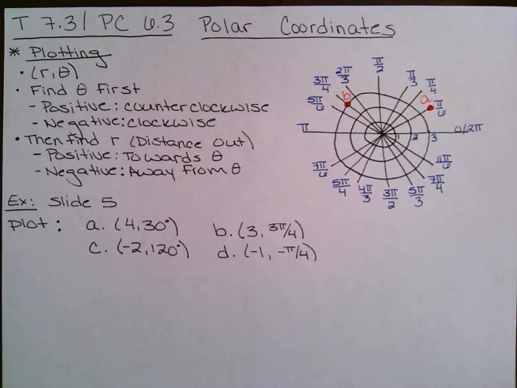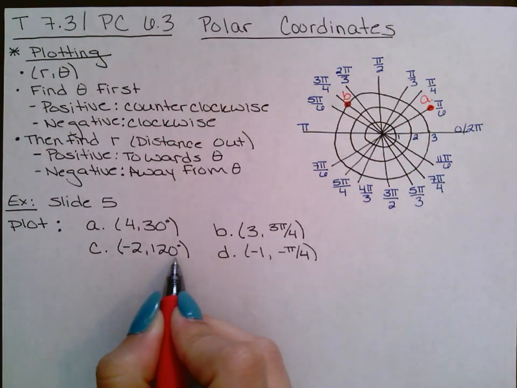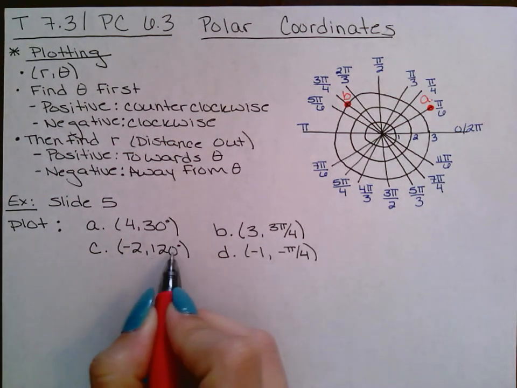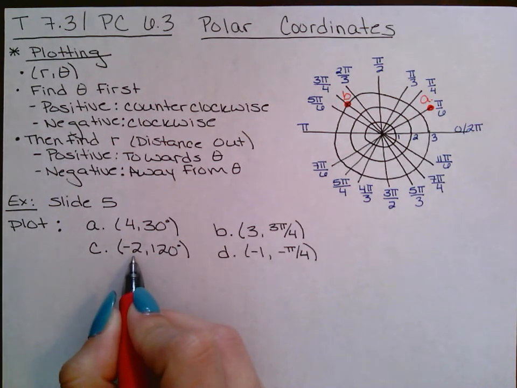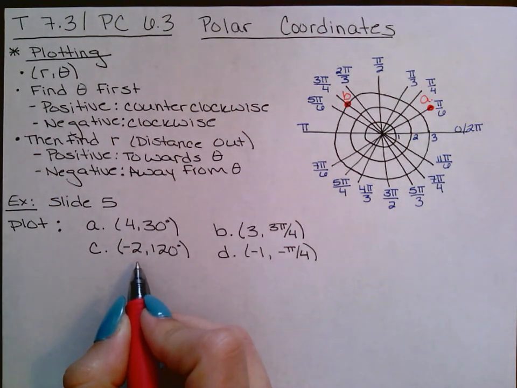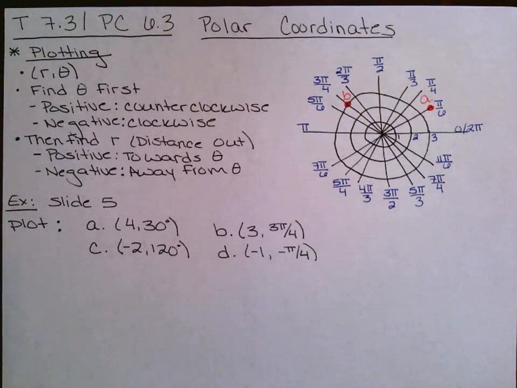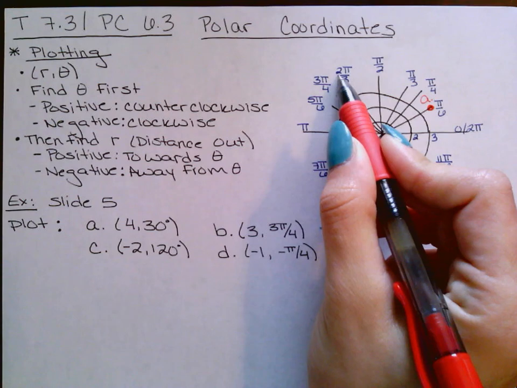So those both gave me positives. Let's start looking at if I have one of them negative. Okay. This says negative 2 comma 120 degrees. It's the theta I'm going to look at. And then I'm going to go backwards away from 120 degrees towards 2. So we know that 120 degrees is the same as 2 pi over 3.